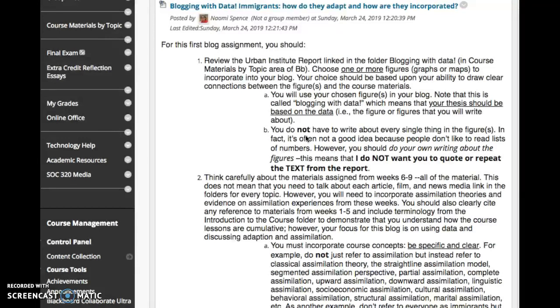So I want you to look at these figures. Again, they're pretty basic graphs and maps, and I want you to compose the text. I don't want to see you quoting or repeating text from that Urban Institute report. And I'll show you what I mean again when we get to the report in a few minutes.